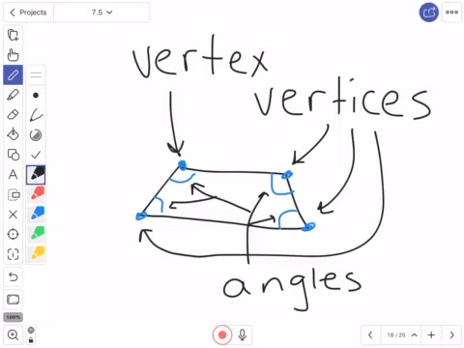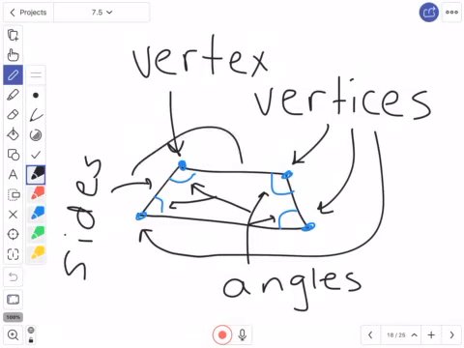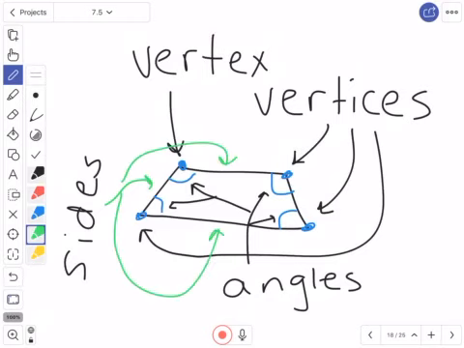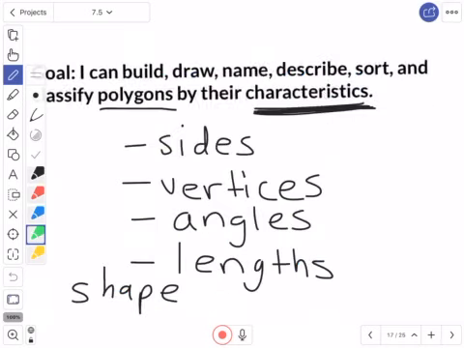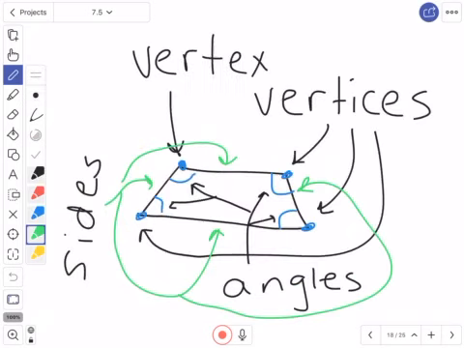And then the sides, that's one of the big ones. It helps you figure out what kind of shape it is, because when you count up the sides, that will tell you what kind of shape it's going to be. We're going to change the color. It's starting to get a little messy here. And one more there. So that's what we're going to be looking at. We are going to study a lot of those characteristics today.